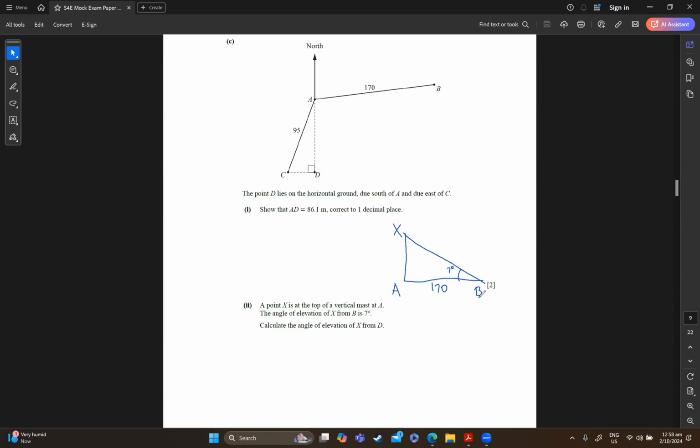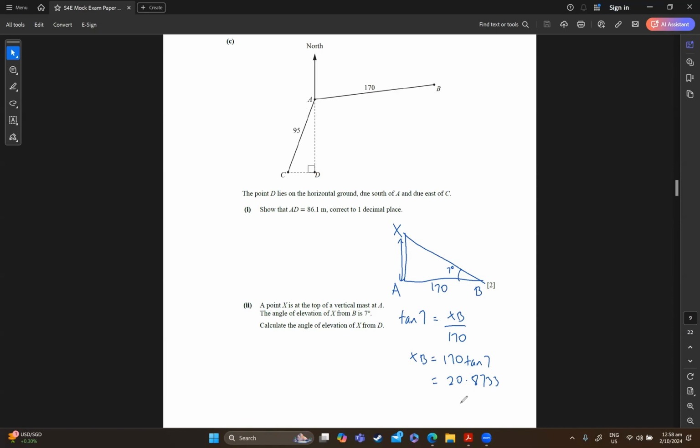Okay, so from here, what you want to do is find the length of XA. So tangent 7 equals XB over 170. So XB equals 170 tangent 7, which equals 20.8733. So it's not a final answer, so just leave it up to 4 decimal places, okay?